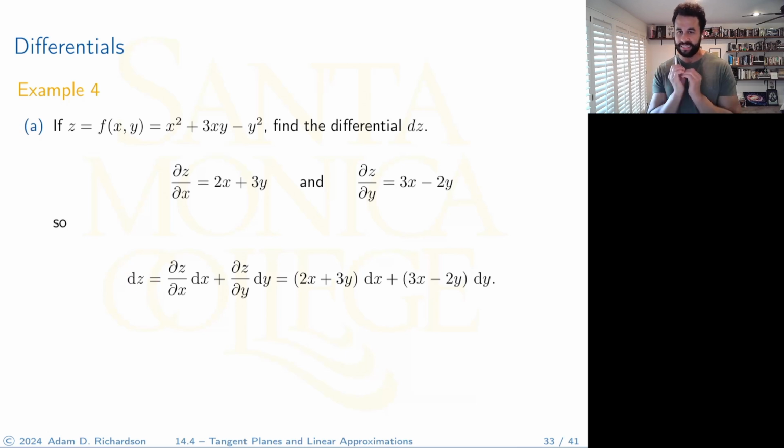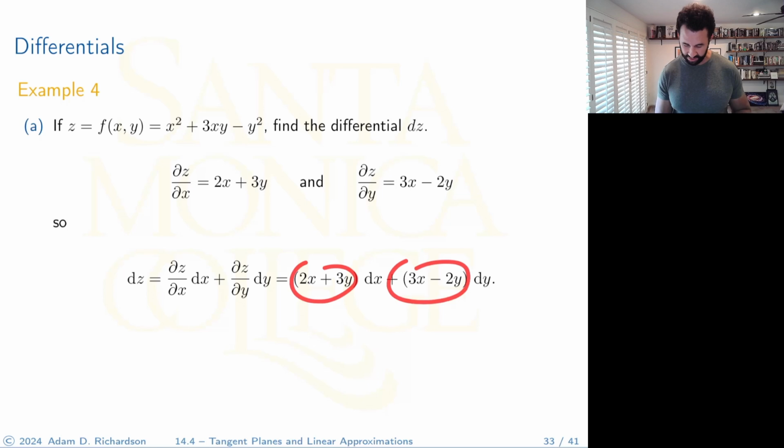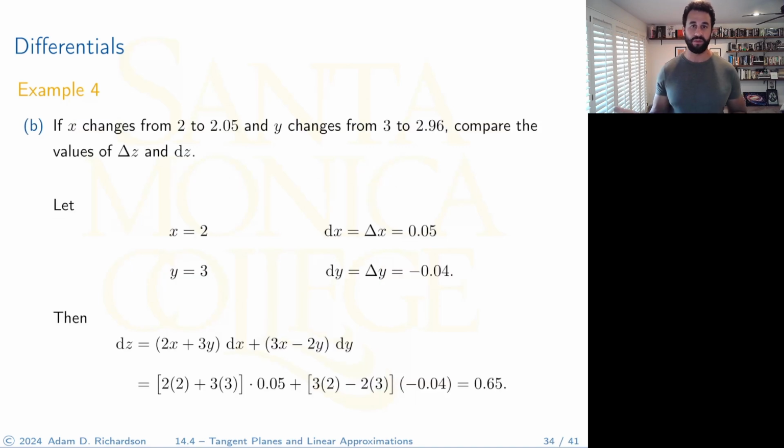The beauty of the differential is that it's got linear stuff going on in this case. This is easier to compute than what we're going to see in just a minute. So you'll see the utility of these differentials. That's what part B is for. So x is changing from 2 to 2.05. Y is changing from 3 to 2.96.